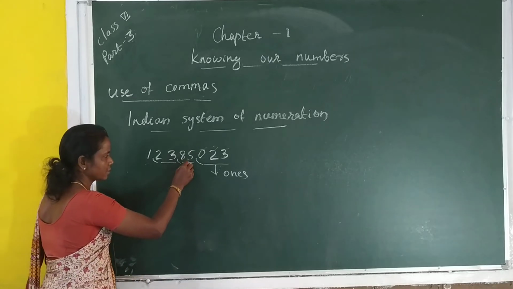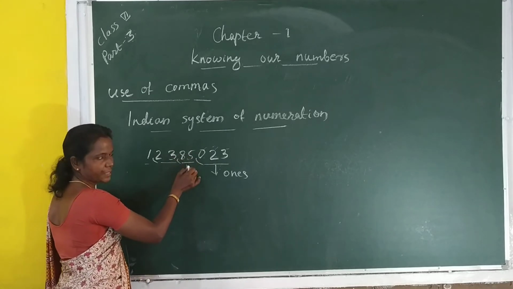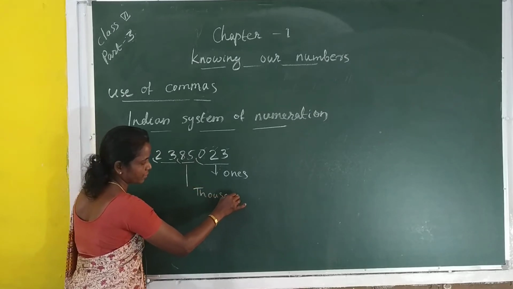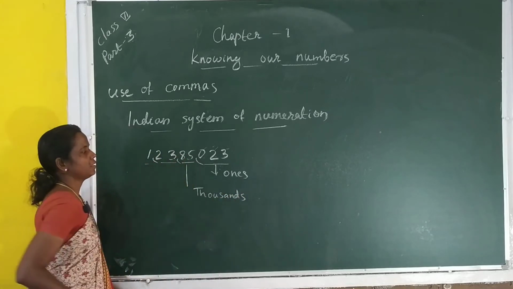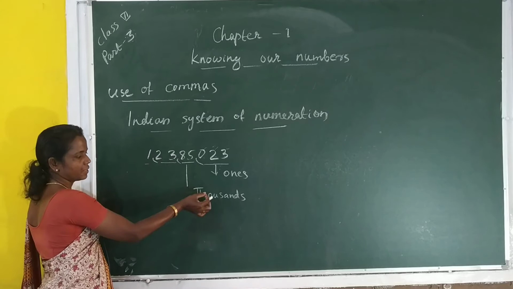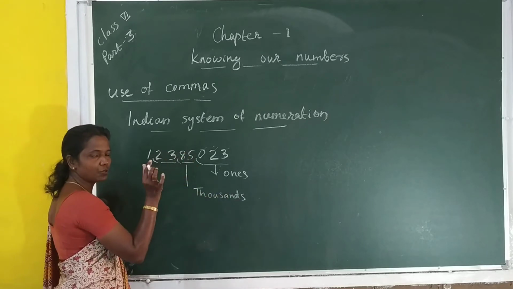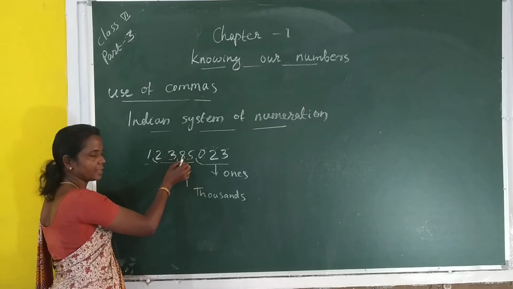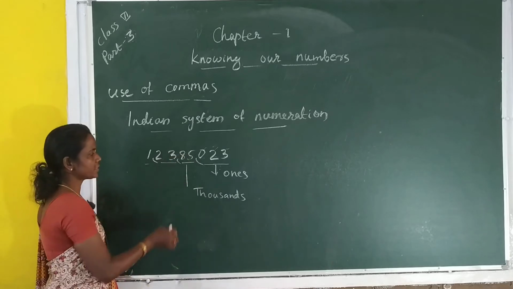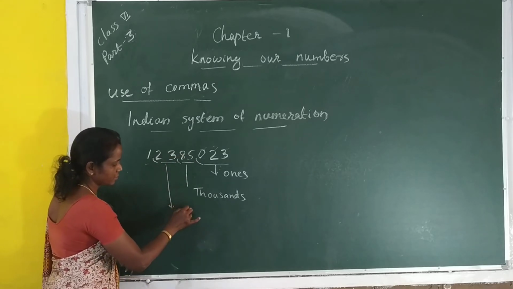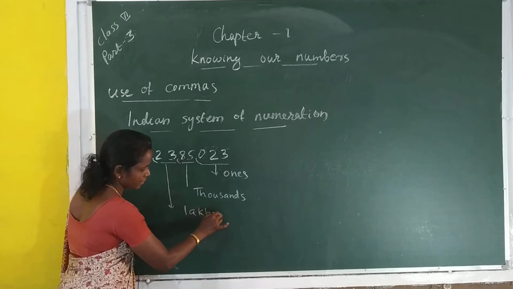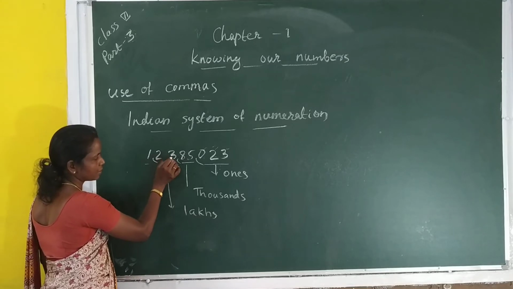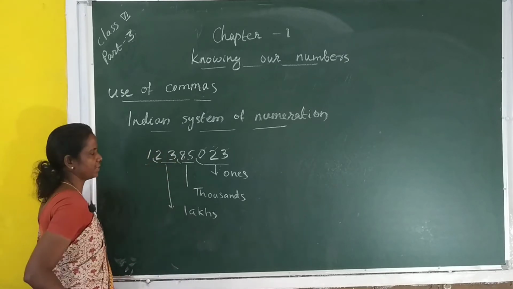Then next, which period is this? Its name is thousands. Then how many digits does it consist of? Two digits. Then the thousands period, how many places? Two places. What are their names? Thousand and 10,000. Then next, lakhs. How many places? Lakh and 10 lakh place.